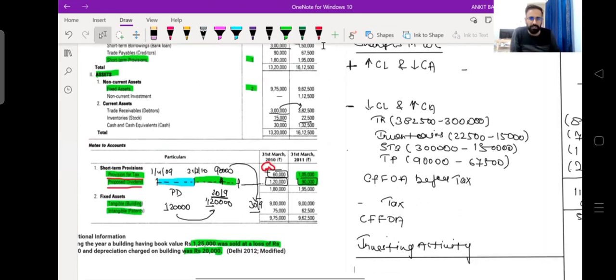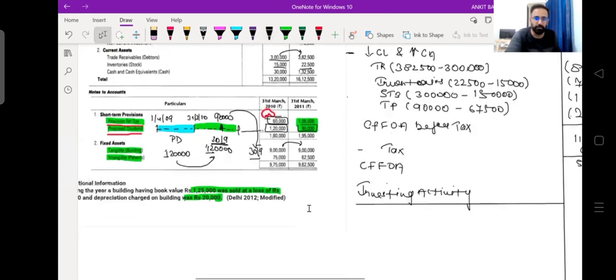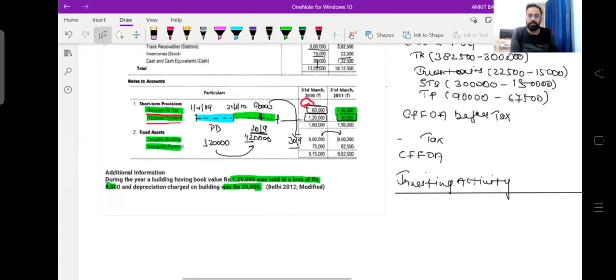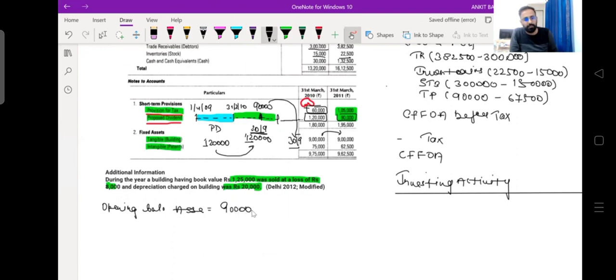If I talk about tangible assets, here you can see the tangible asset value is how much? 9 lakh for both the years. So what we have to do is find out the net opening balance first, right? The opening balance of asset is given as 9 lakh rupees, right?